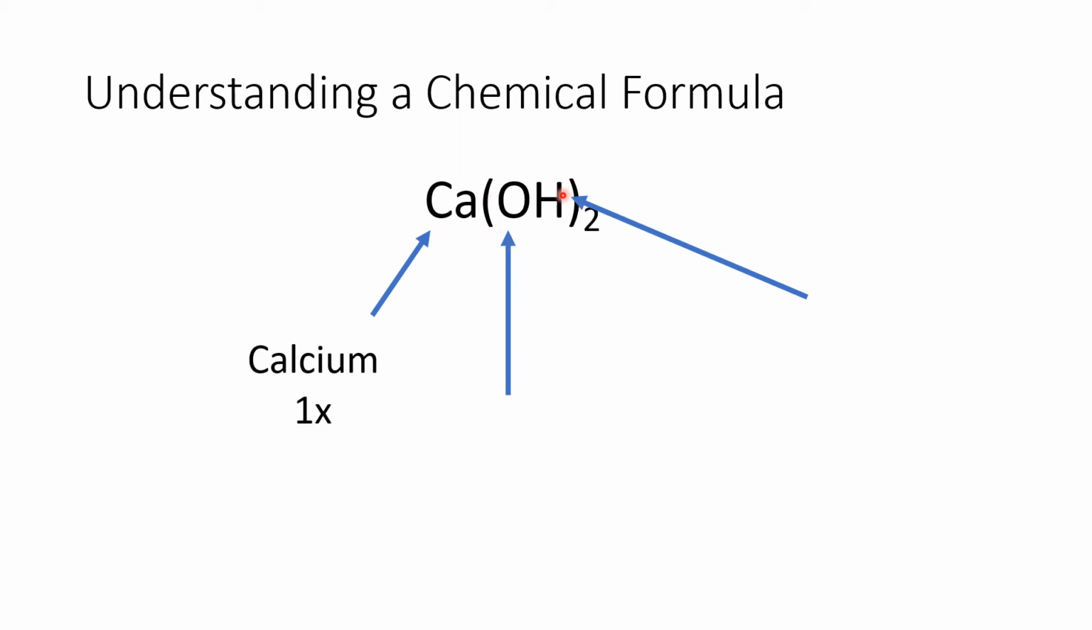Now, oxygen and hydrogen are within brackets, and with any element within brackets, we always times them by the number to the bottom right. Oxygen has no number to the left of it, so that means it's 1. So we do 1 times the 2, and that gives us 2 oxygen atoms. And that's the same case for hydrogen. Hydrogen has no big number to the left, but it has a 2. So it's 1 times 2, and that means we have 2 hydrogen atoms.